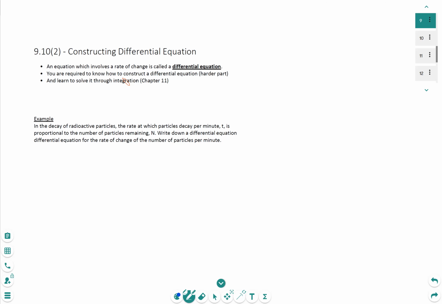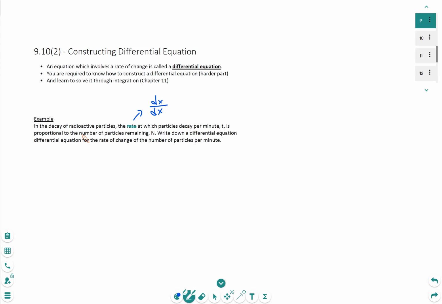Then there are a lot of practice questions. You will have to try them, pause the video, play it, and then I'll go through with you in case you get stuck, and hopefully you get an idea how to construct it. Okay, example: in the decay of radioactive particles, the rate, remember one rate means one derivative, one differentiation fraction, at which particles decay per minute t is proportional. So this rate tells you d something by d something.